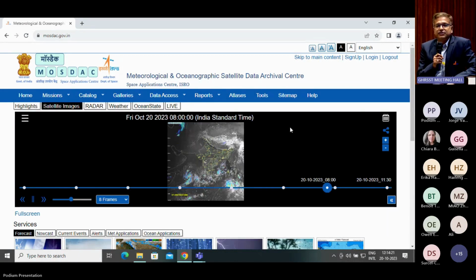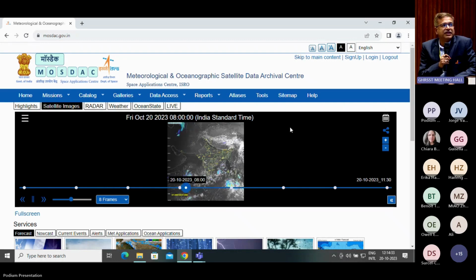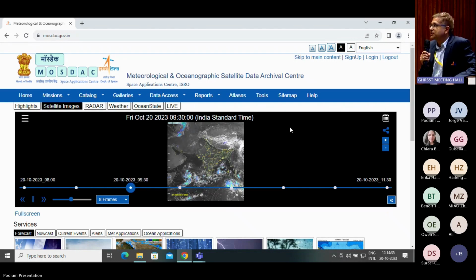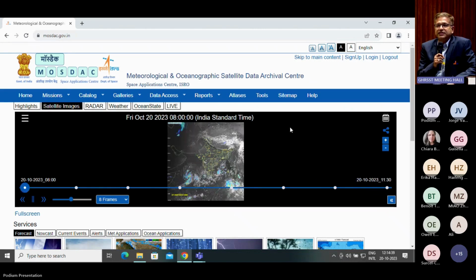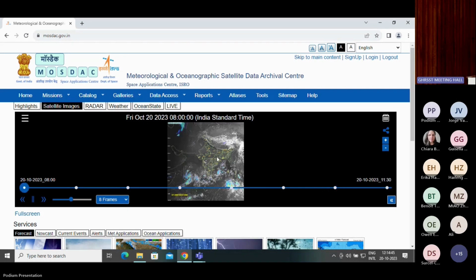And 3DS is soon going to be launched at this year end, which will be continuity for the INSAT 3D. The INSAT series of satellites, as you must have seen in some of the posters at the back, has two thermal infrared channels. And these two thermal infrared channels are being used to generate the SST products.